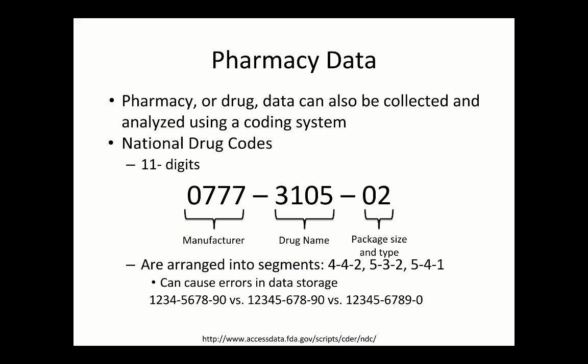The drug shown on the slide is the antidepressant medication known as Prozac. It was manufactured by Dista Products Company. The 0777 code identifies this. The drug is Prozac, or fluoxetine hydrochloride, and is an oral capsule with a dose of 20 milligrams. This is represented by the 3105. And the package includes 100 capsules, which is identified by the 02.